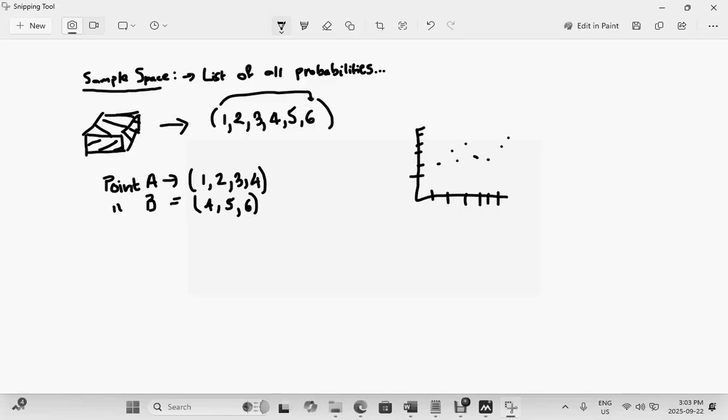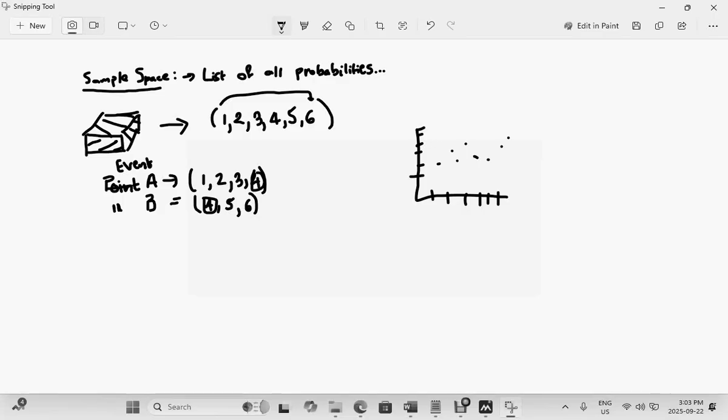Now, point A, or let's just say event A, and over here this will be event B. Let's say these are ticket prices: 1, 2, 3, 4 for event A, and 4, 5, and 6 for event B. Now notice you have a repeating number over here, which is 4. When you merge event A and event B, let's say you want to list all the possible ticket prices that people can buy. You're not going to list the same ticket price over and over again.